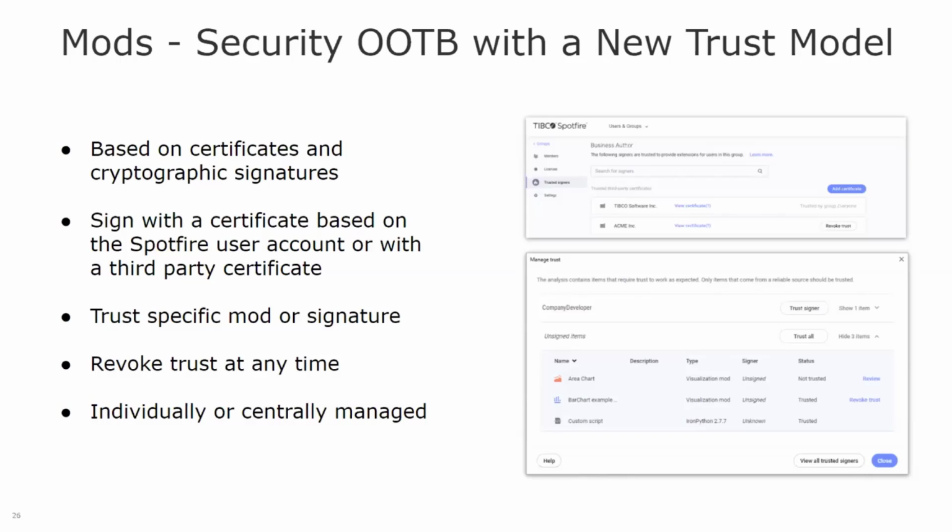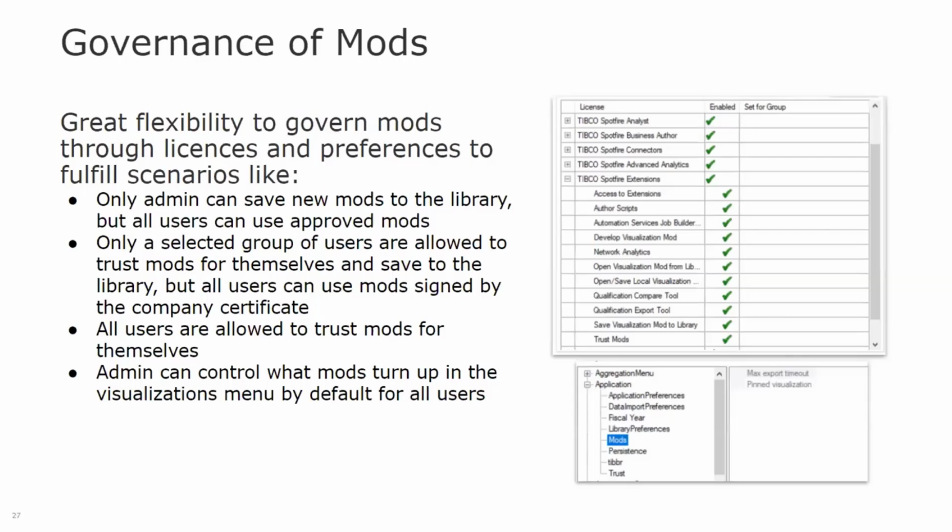Trusting can be done by an individual user, or it can be centrally managed by the organization's administrator. So, although the mods framework is designed to be lightweight and self-service, there is sometimes a need for central governance. Licenses and preferences specific for mods allow an organization's administrator to set up the system for different scenarios. For example, you can have a restricted scenario where only the admin can save new mods to the library, but all users can use approved mods.